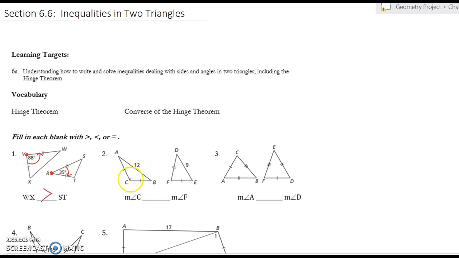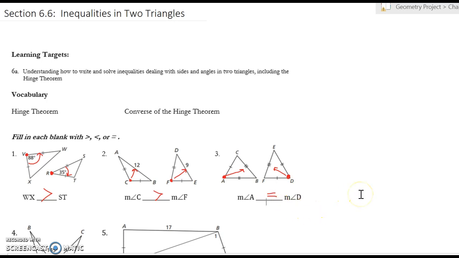All right, so now let's look at this one. We're talking about the door at C and the door at F. This door is opposite the 12, and this one's opposite the 9. So the one opposite the 12 is bigger. Okay, now we're looking at A and D. And this one's opposite 3 tick marks, and so is this one. So that means it's opposite the same number, so these doors are open the exact same distance.